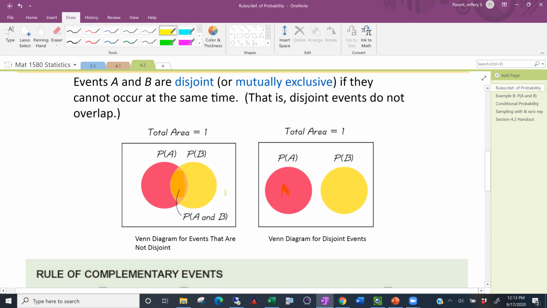With events that are mutually exclusive, or sometimes I think the author seems to prefer disjoint. I like mutually exclusive because it's really telling you what's going on. It says one excludes the other. They can't both happen. The probability that something can't happen is what? What's the probability of something that can't happen? 0. Thanks, Joe. It's 0.